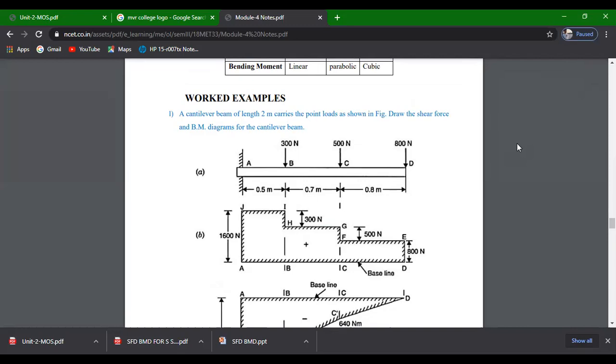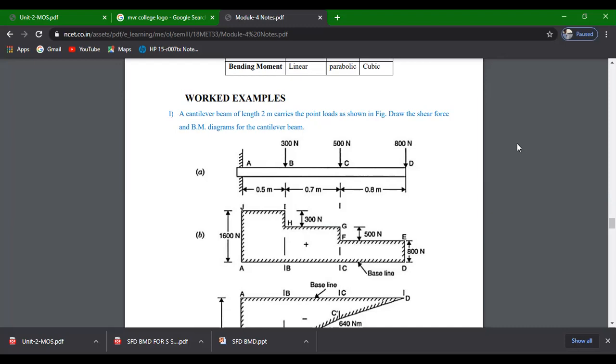We can call it a force diagram. The second one is the SFD, the shear force diagram, and the third one is the bending moment diagram. We need to draw the SFD and BMD with reference to the force diagram. We have a system of forces here, on a cantilever beam upon which a number of forces act at distances of 0.5 meters, 0.7 meters, and 0.8 meters respectively.